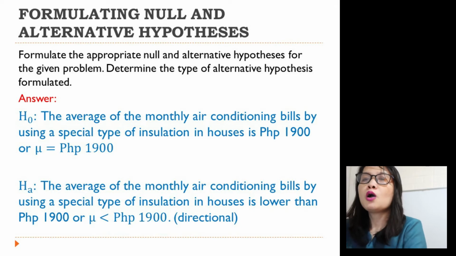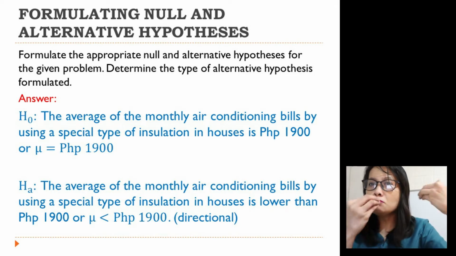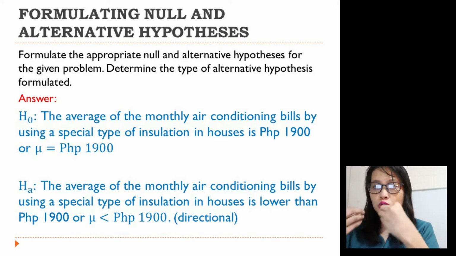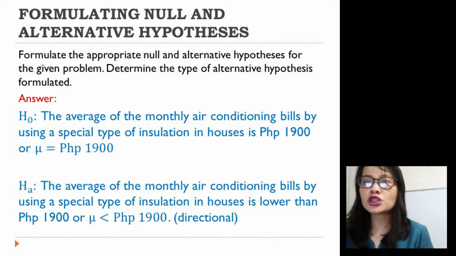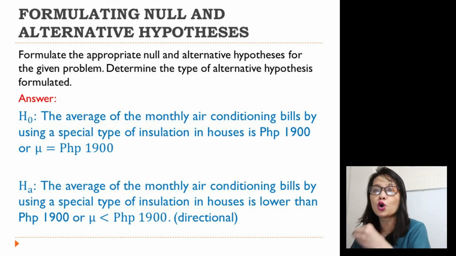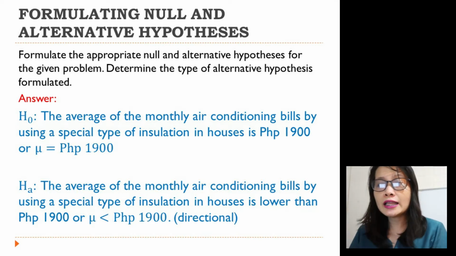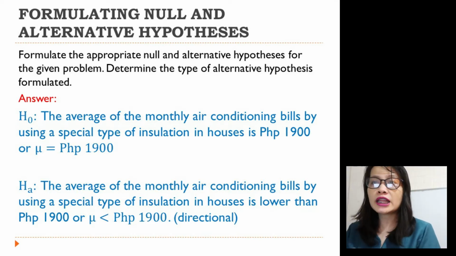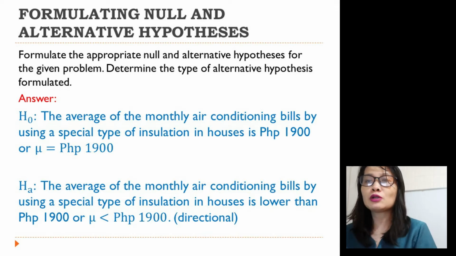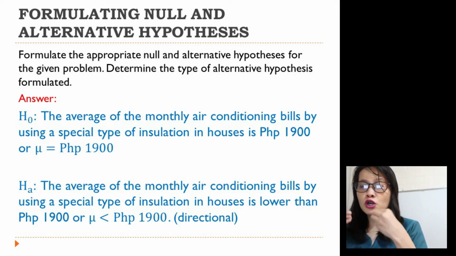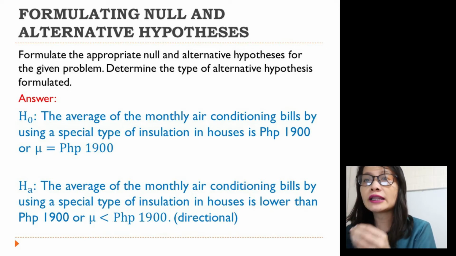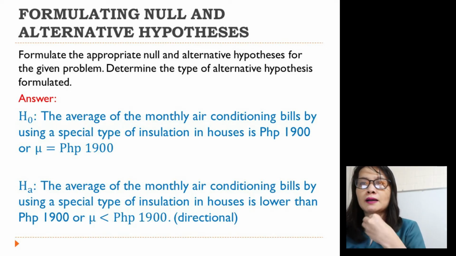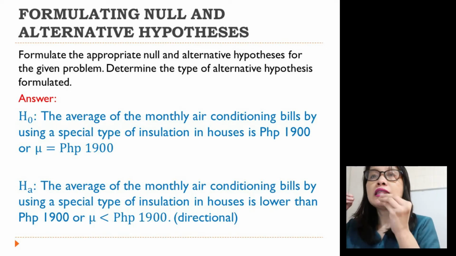Now, what about your HA? You said that mu is less than 1,900. To rewrite it in statement, the average of the monthly air conditioning bills by using special type of insulation in houses is lower than 1,900, or in symbols, mu less than 1,900. So if in your HA you're using greater than or less than, we call it directional. When it is not equal, we call it non-directional.